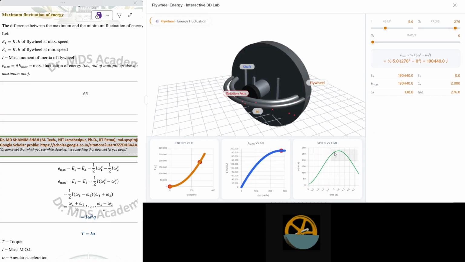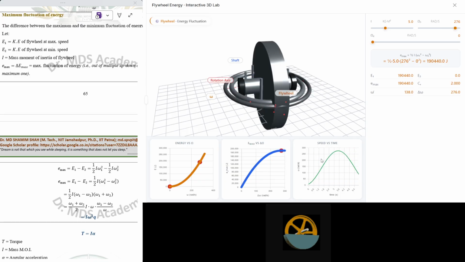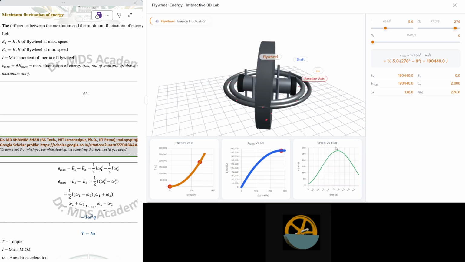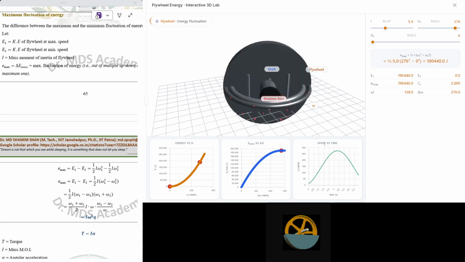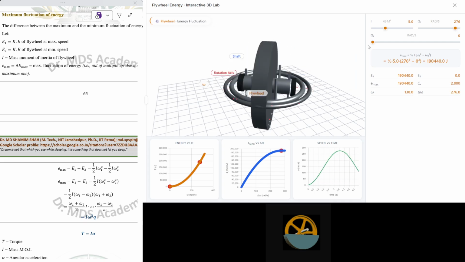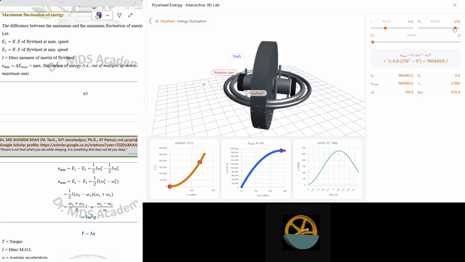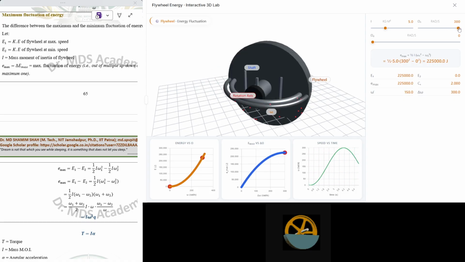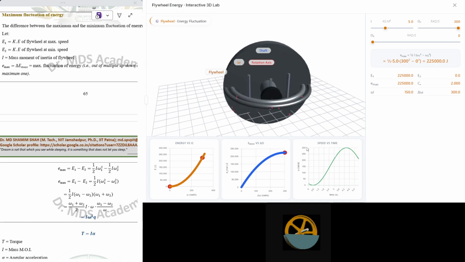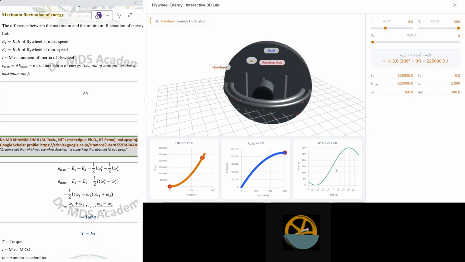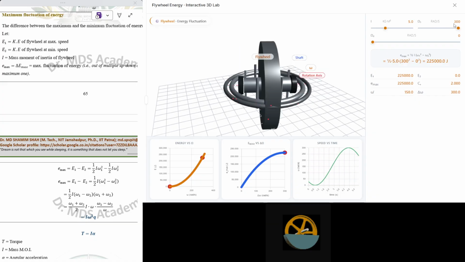Simultaneously, this is the last graph, speed versus time. Larger amplitudes mean the fluctuation of speed is quite high. Omega 2 is set at 0 here and omega 1 is currently at 276. Let's increase it to 300. So the higher value of omega 1 is 300.